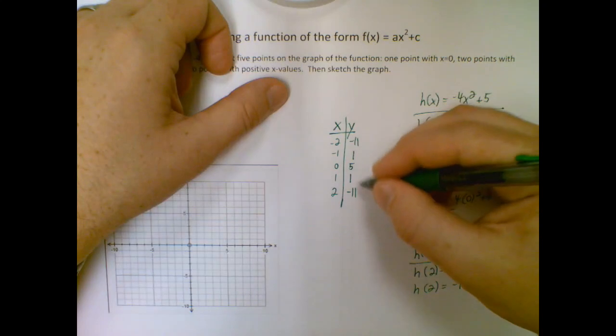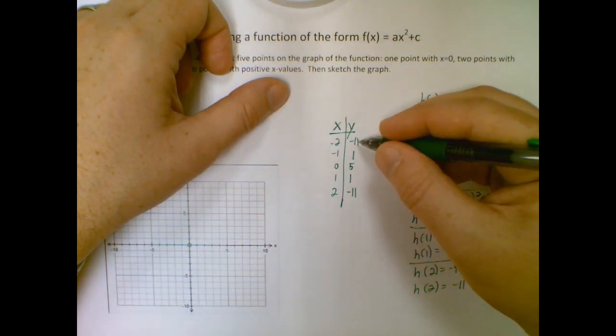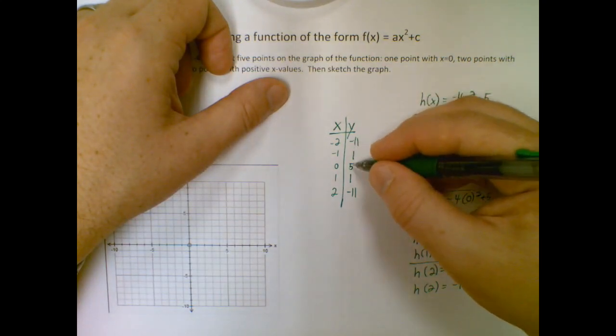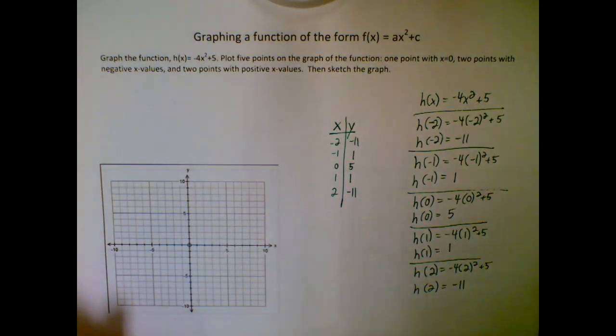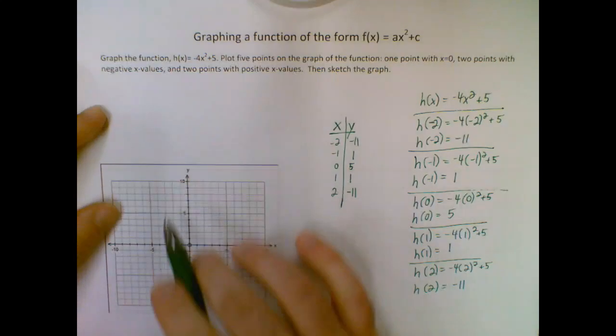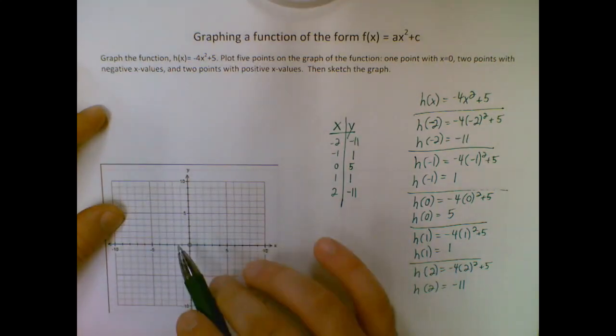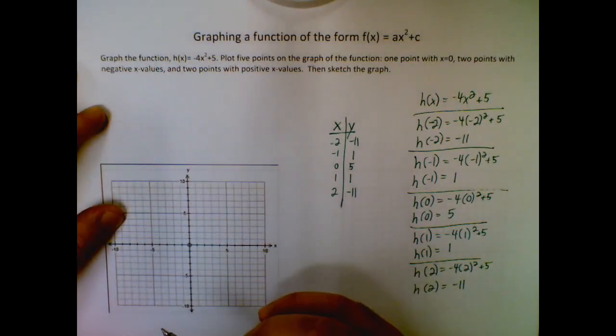And as you see over here, we do get our nice symmetric structure. So negative 11, 1, 5, 1, negative 11. So that means we're probably on the right track. So I have my points. Now I want to graph each of those points, and then I'm going to sketch my graph through them.